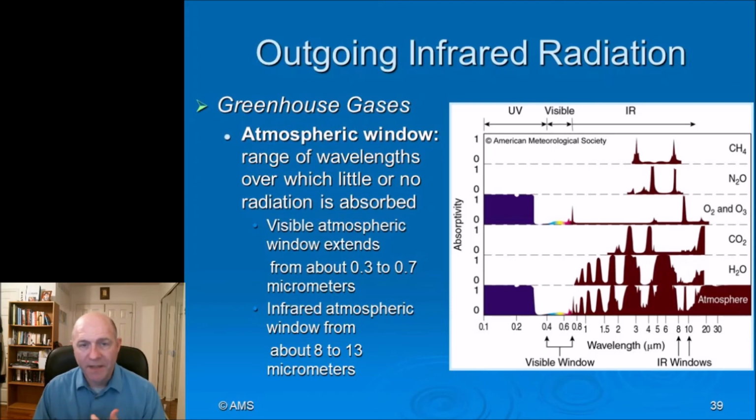Just to the immediate left of that is the visible window. That shows you that methane doesn't absorb visible light. Nitrous oxide really doesn't absorb visible light. Oxygen, ozone, a tiny, tiny bit. But CO2 isn't absorbing visible light. Water vapor isn't absorbing visible light. So that's why we can see stuff. But then as we go to slightly higher wavelengths, the gases in the atmosphere begin to interact with those wavelengths differently, especially carbon dioxide and water vapor. You see the big peaks there, CO2 and H2O.